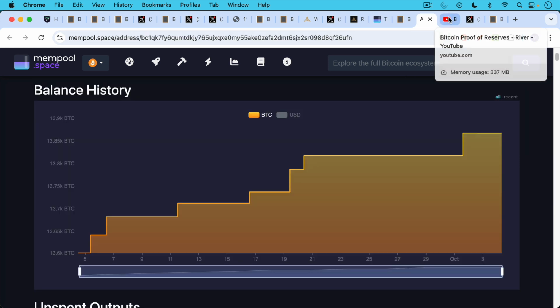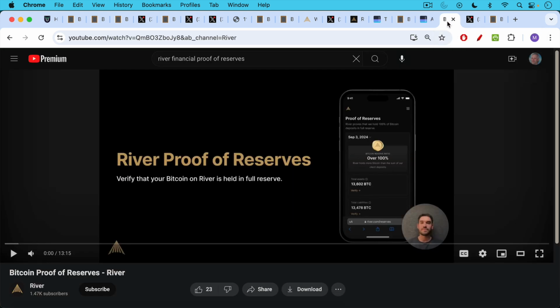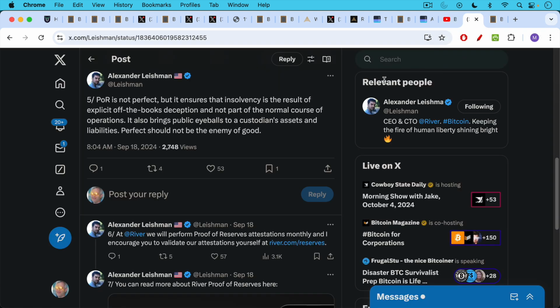If you want to go a little more deeply into the technical details surrounding verifying proof of liabilities, I'll link to Alex's video here in the description notes below, where he shows you how to do it for more technical users. As Alex points out, proof of reserves is not perfect, but it does ensure that insolvency, in other words, not having enough Bitcoin, is the result of explicit off-the-books deception and not part of the normal course of operations. If you're doing everything above board, you shouldn't have a problem with doing proof of reserves. It also brings public eyeballs to a custodian's assets and liabilities. Perfect should not be the enemy of the good. And as you all know, I love that phrase.